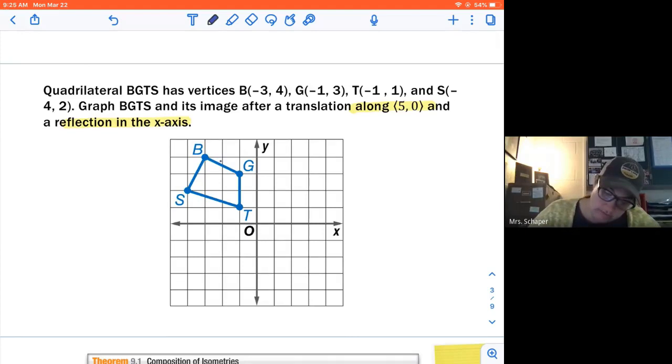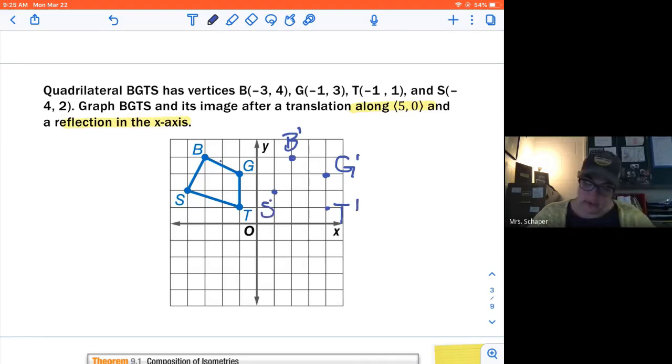So 1, 2, 3, 4, 5. Here's B prime. G, 1, 2, 3, 4, 5. Here's my G prime. T, 1, 2, 3, 4, 5. That's going to be T prime, and S, 1, 2, 3, 4, 5. This is S prime. All right. Now what I need to do, here we go. We're going to reflect it along the x-axis. Let me make sure I get it all connected here. Not too bad.